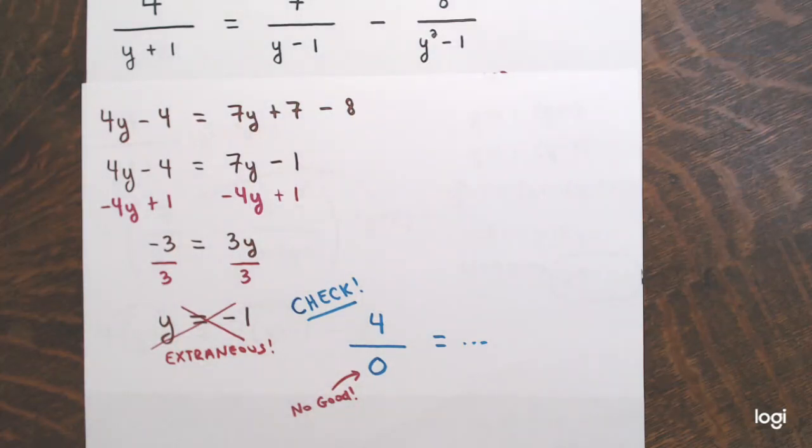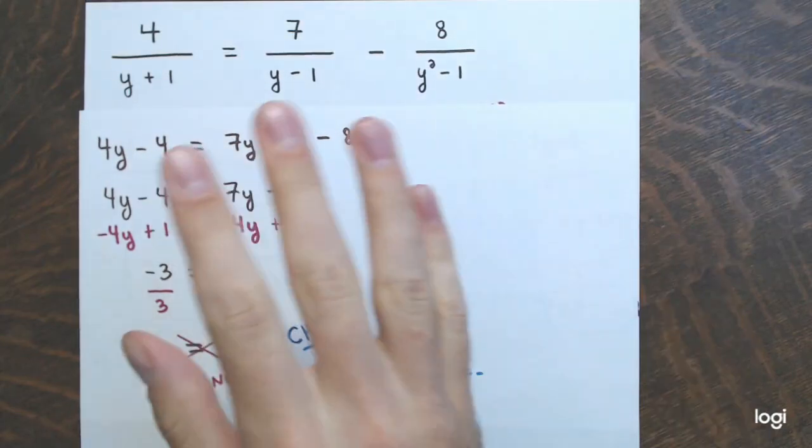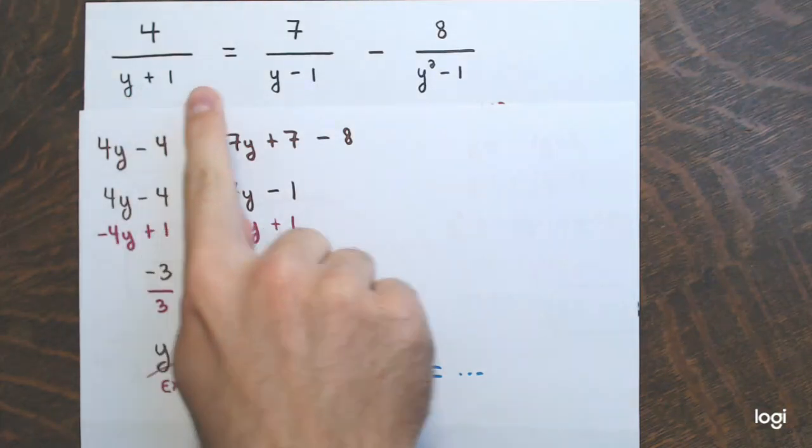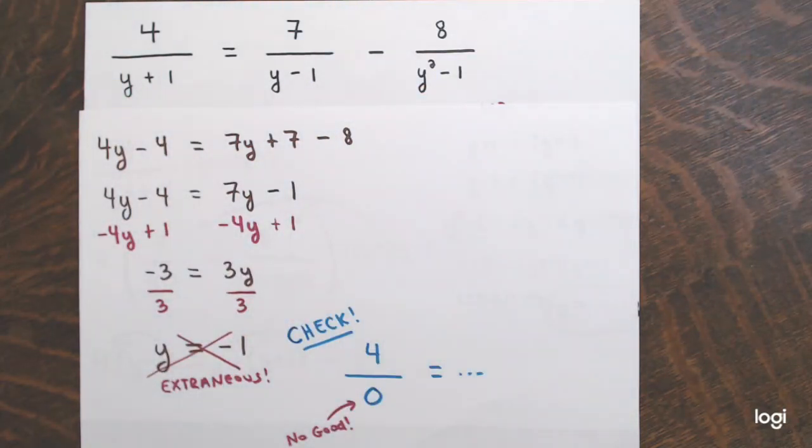So what do we say then about this equation? I tried solving it. I got what I thought was a solution, or what was a possible solution, and it ended up not working. Well, if everything I found doesn't work, that tells me only one thing, that this equation has no solution, and that is a possibility.